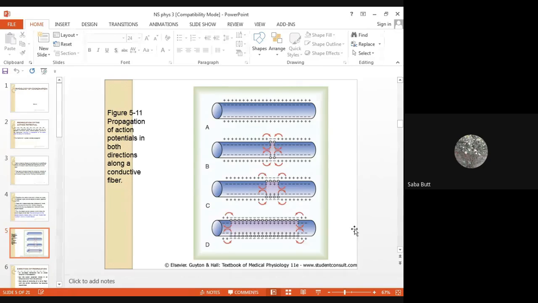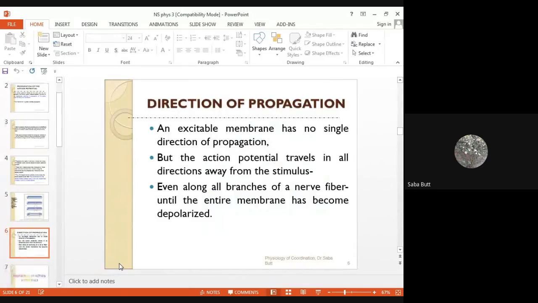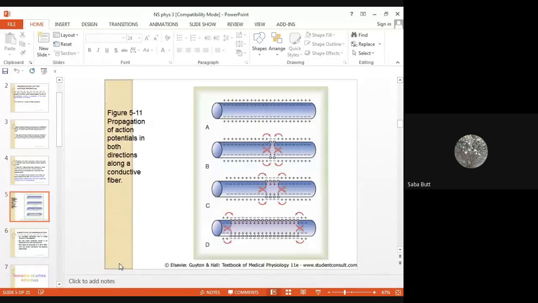So this is called propagation. This is the first concept. Then, the direction of propagation: I already explained it, but an excitable membrane has no single direction of propagation, like I'm saying for the cell body and dendrites. The action potential travels in all directions from that stimulus. Now, here we are looking at a two-dimensional diagram, but it is actually three-dimensional. If we look at the three dimensions, the cell is like this, and ions are moving in all directions, mainly due to repulsion between positive charges.